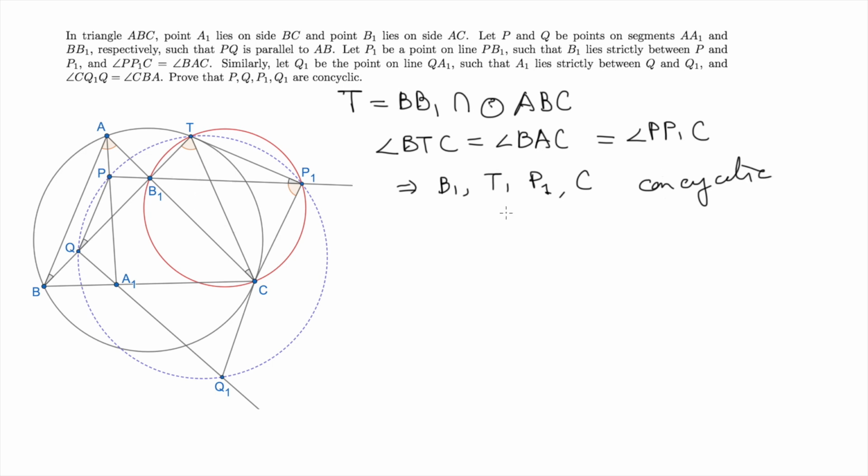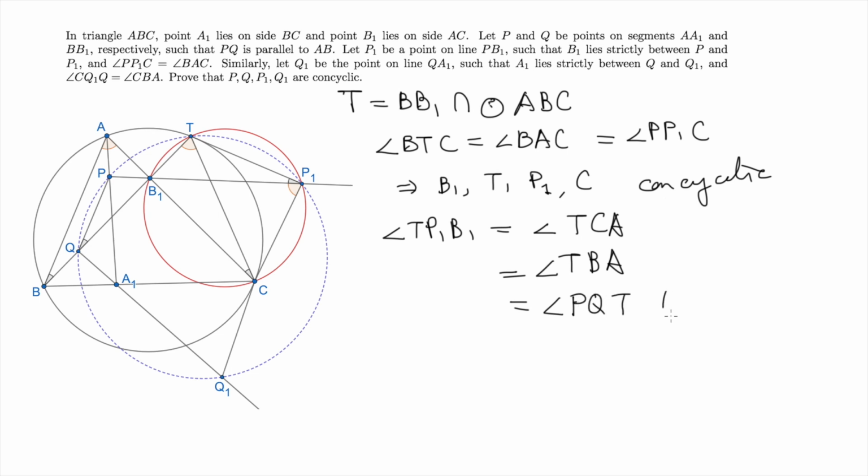Now I'm going to use this concyclic property to prove that P1, T, P and Q, these 4 points, are concyclic. Well, indeed, we have the angle P1TB1 equals the angle P1CB1, which equals the angle TCA. And since T, C, A, B are concyclic, this equals the angle TBA. Finally, since AB is parallel to PQ, the angle TBA equals the angle PQT. So this implies that T, P1, P and Q are concyclic.